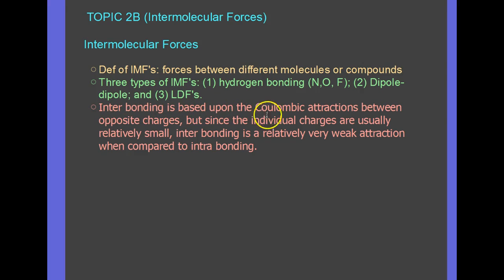Interbonding is based upon the Coulombic attractions between opposite charges, but since the individual charges are usually relatively small, interbonding is a relatively very weak attraction when compared to intrabonding.